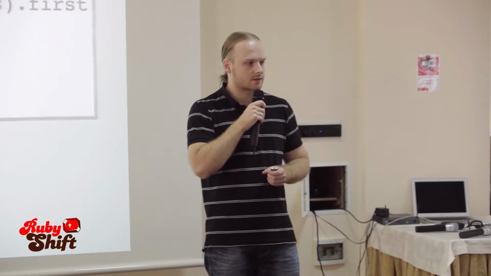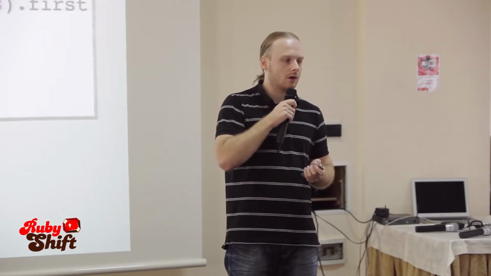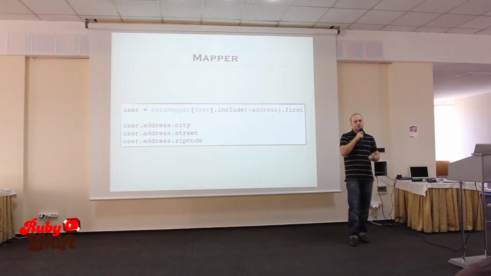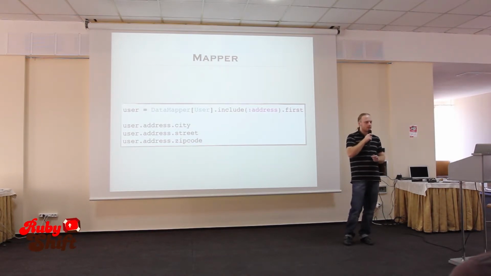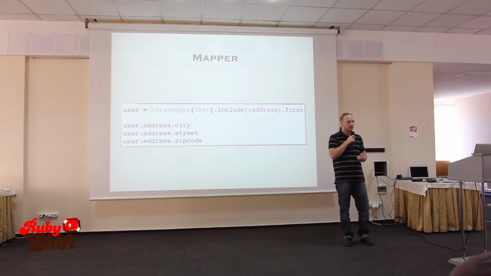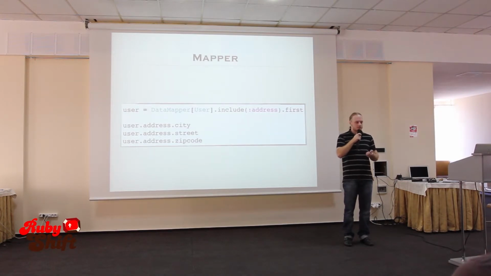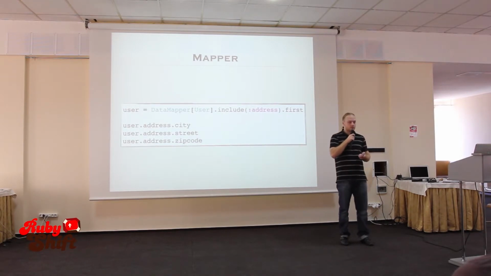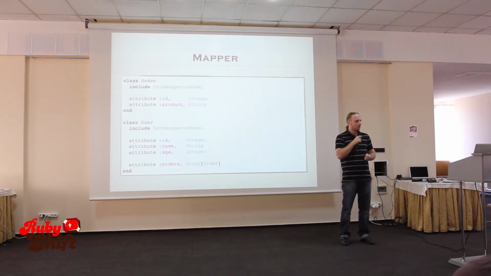So the next thing is, how do you load our user object with address? And it's really similar to what we have in Active Record or DataMapper 1. We just say, okay, load those users, but include addresses, and it's just gonna work. So again, it's still a simple API. There's nothing special that you need to do. It just works.